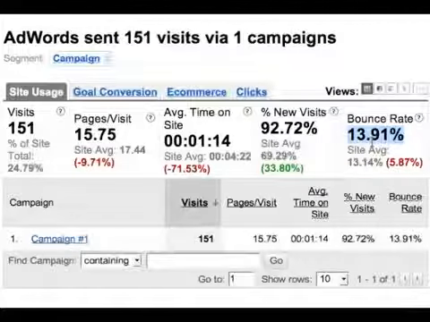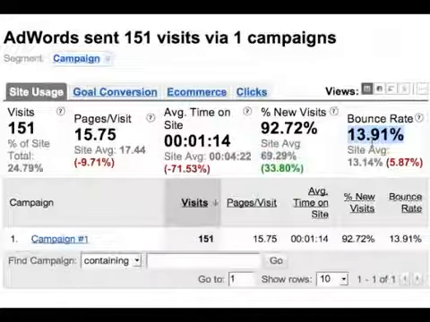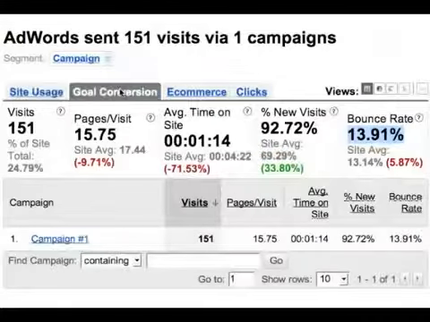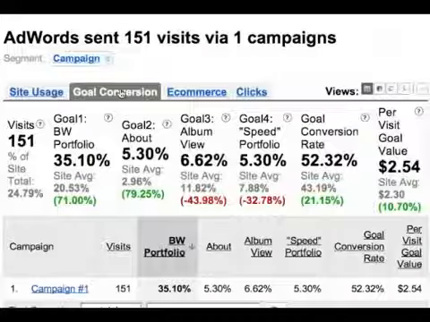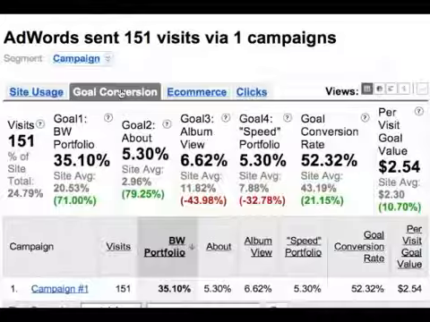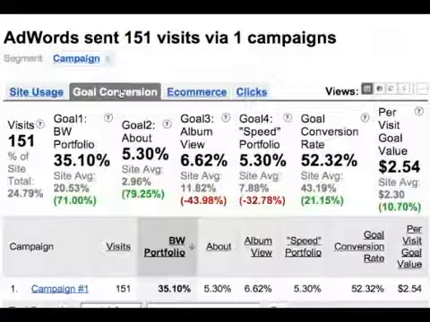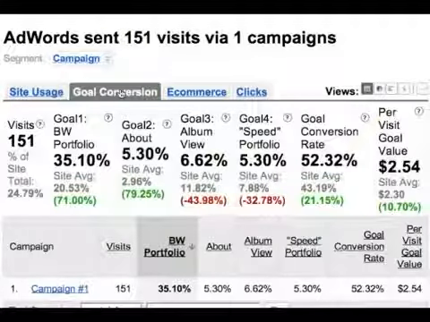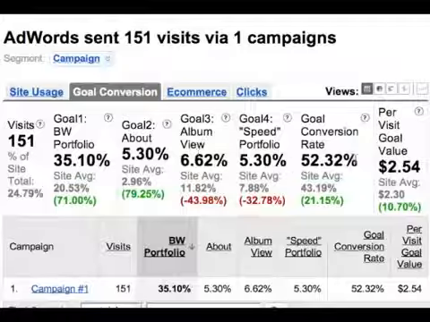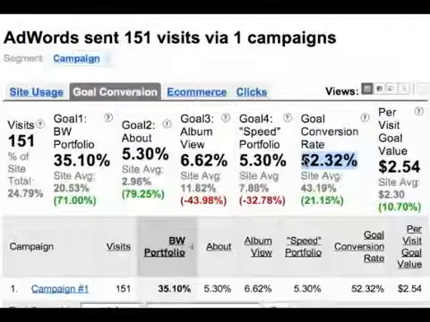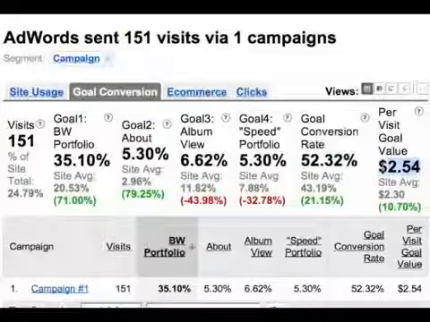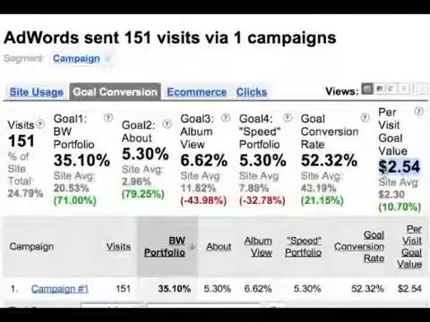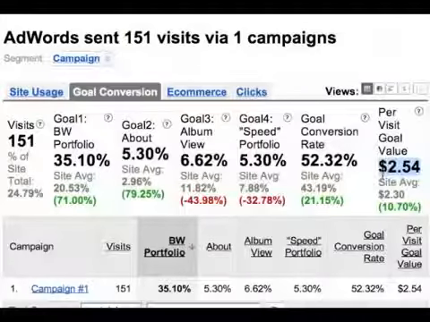The bounce rate is very important, and ideally it is quite low since you are paying for each of these visits. Let's look at the Goal Conversion tab to look at our conversion rates. This is a small photography portfolio site, and we can see the percentage of visits in which people looked at the various portfolios. Over half of the visits resulted in at least one conversion, and there was a per visit value of $2.54. This value is calculated from the goal values.